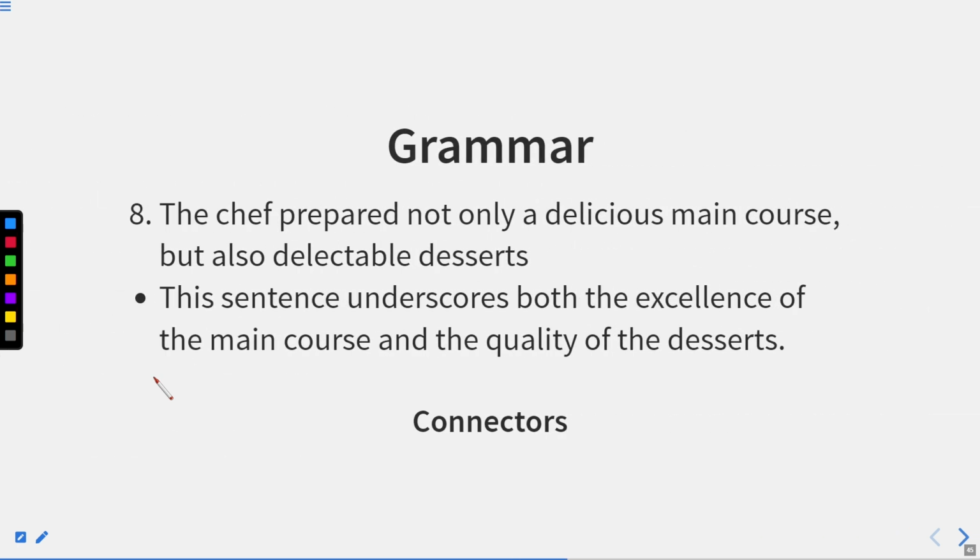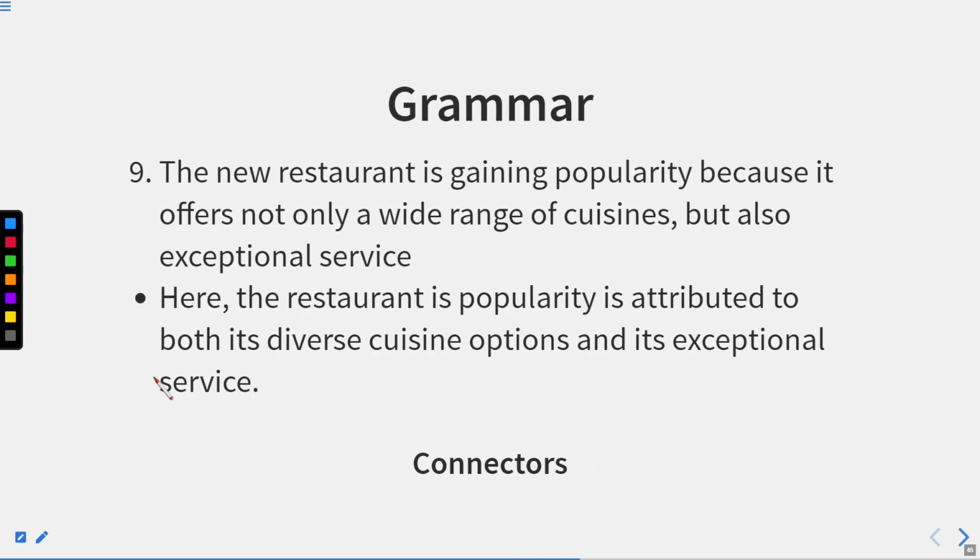The chef prepared not only a delicious main course, but also delectable desserts. So this is delectable. It means very tasty. So delectable desserts. The sentence underscores both the excellence of the main course and the quality of the desserts. Now, desserts refer to sweet dishes.